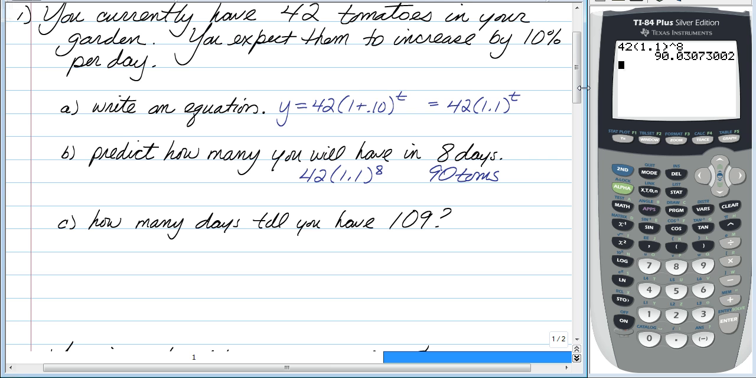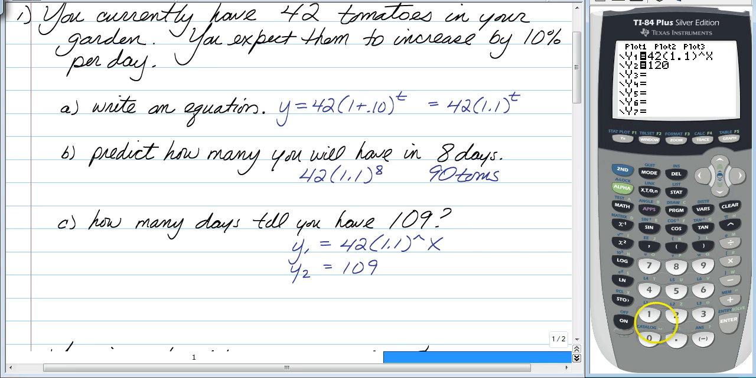So it says, how many days till you have 109? Well, you don't know how to solve this algebraically yet, but you do have a calculator where in Y1 you can type your equation, 42 times 1.1 raised to the x power, and in Y2 you would just type 109, because that's how many tomatoes you're looking for. So you're going to press y equals and fill out the information like you see. We have 42 times 1.1 raised to the x, and we have 109 in Y2.